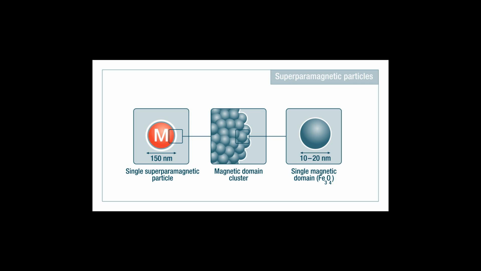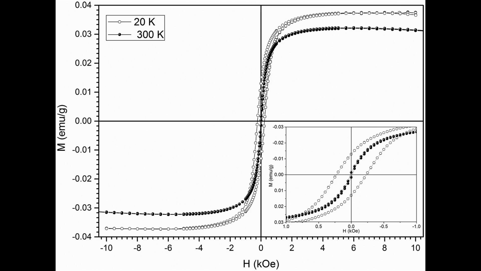In particular, it can be seen that the Néel relaxation time is an exponential function of the grain volume, which explains why the flipping probability becomes rapidly negligible for bulk materials or large nanoparticles.